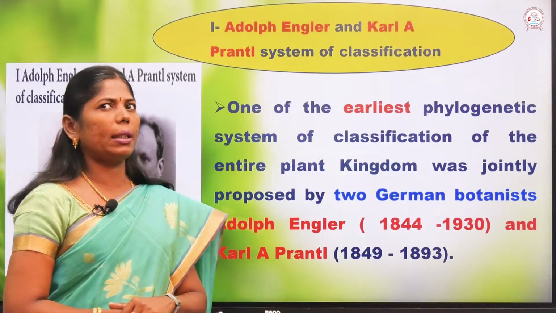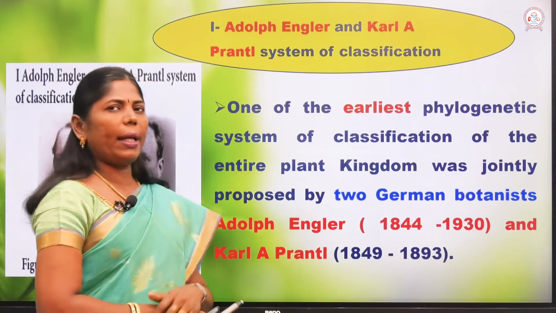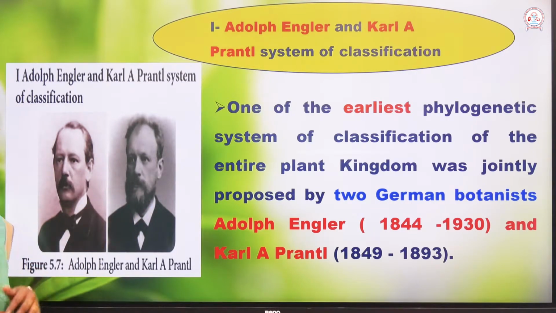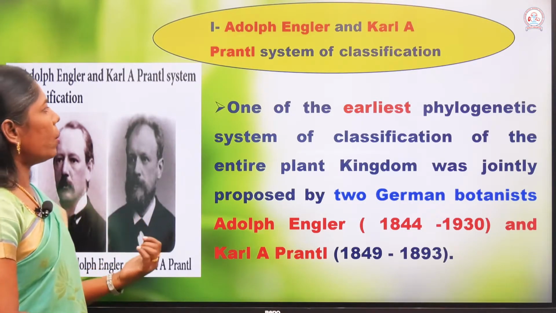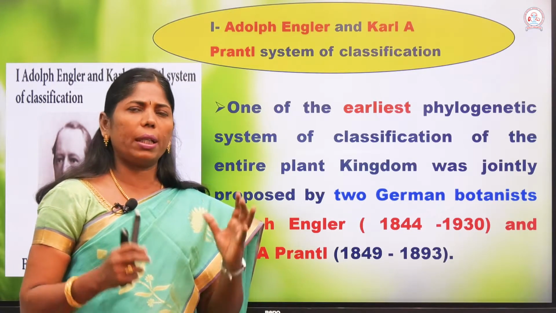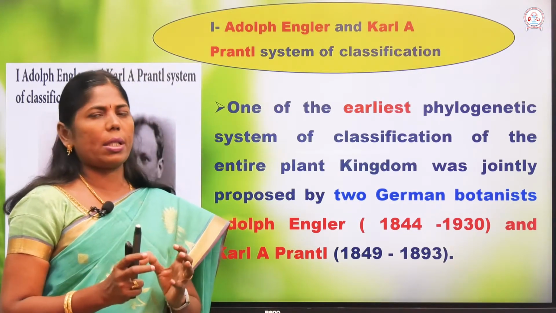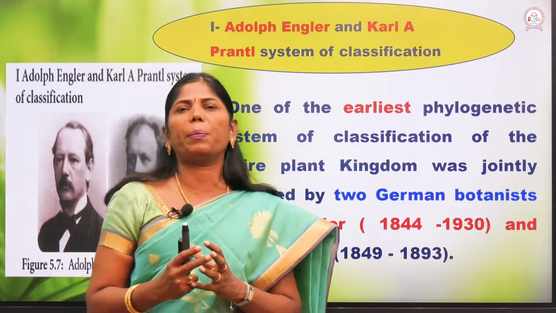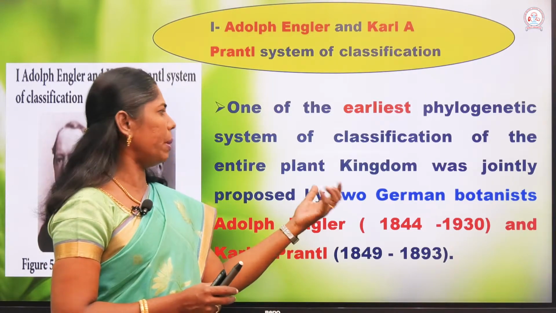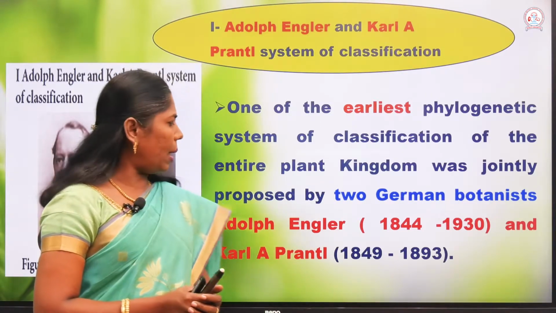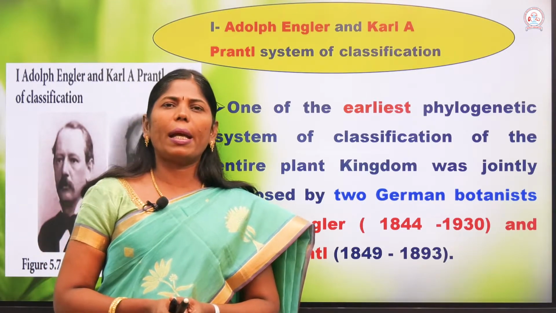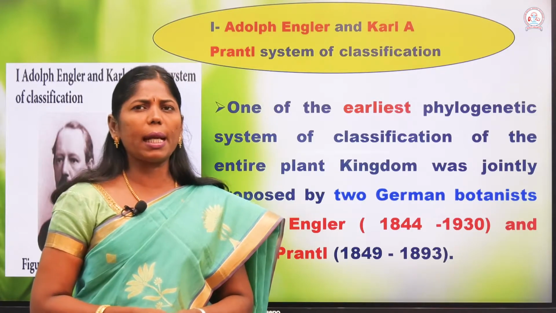First we are going to see the Adolf Engler and Carl Prantl system of classification. So they are the scientists. நம்ம இத one of the earliest phylogenetic classifications அப்படினு சொல்லலாம். ஏனா first இவங்க தான் phylogenetic characters பேஸ் பண்ணி entire plant kingdom classify பண்ணாங்க. The two German botanists, they belong to Germany, Adolf Engler and Carl A. Prantl. So simply we can say Engler and Prantl classification.